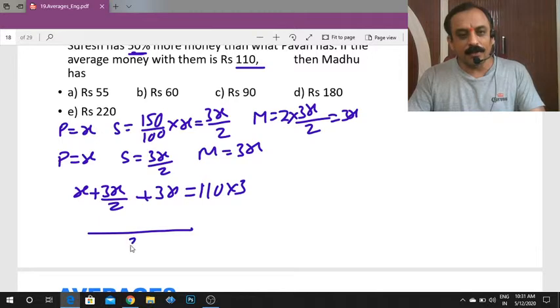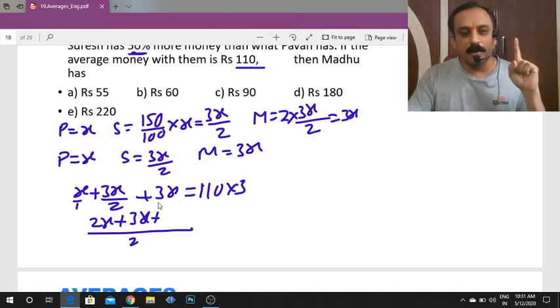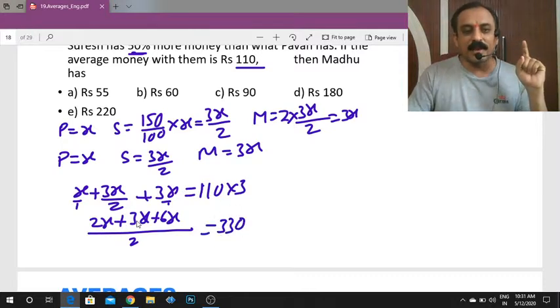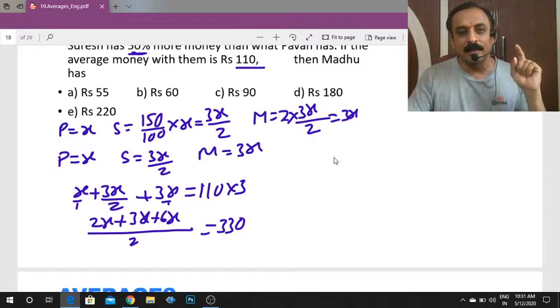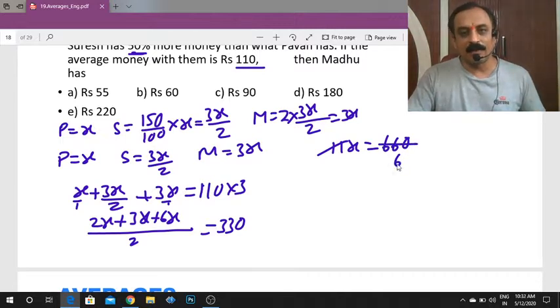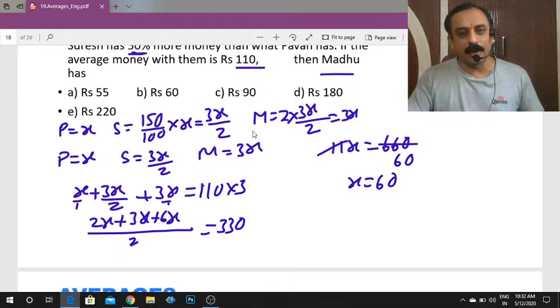The LCM of these denominators is 2. So 2 into x is 2x, plus 1 into 3x is 3x, and 2 into 3x is 6x, equal to 330. 2x plus 3x is 5x, 5x plus 6x is 11x. 11x is equal to 2 into 330, which is 660. 11 sixes are 66, so 11 times 60 is 660. Therefore x is equal to 60. Then the question is, Madhu has how much? 3x.